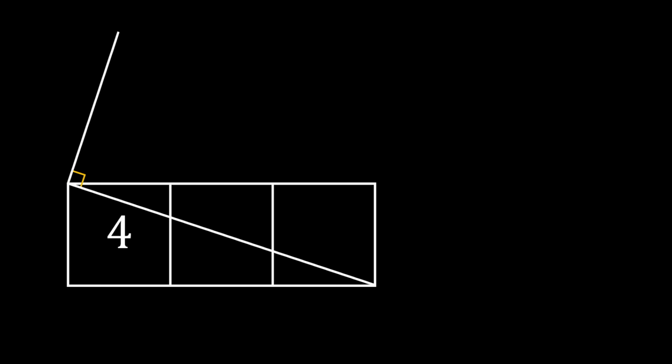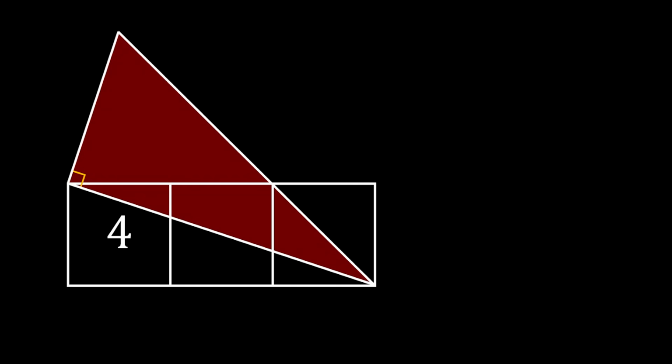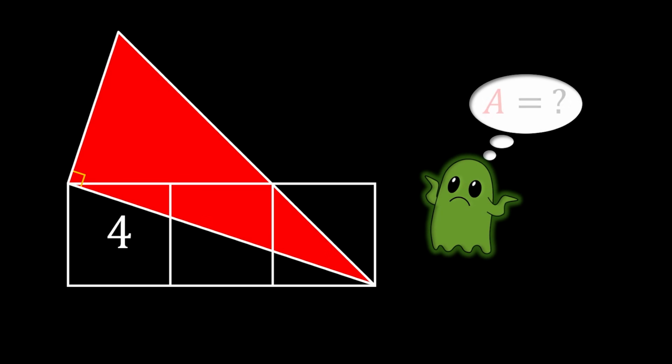Then finally, from the down right corner of our right square, we will pull the diagonal which we will extend to our previously constructed line, therefore forming this really nice red right triangle. The question is, can we somehow calculate the area of this red right triangle?